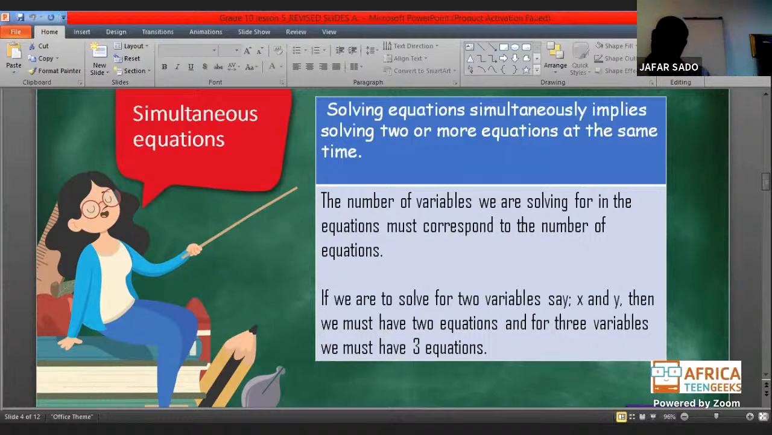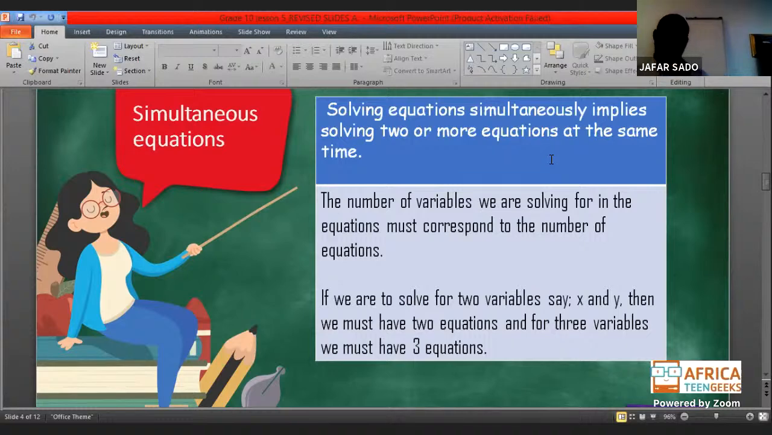So simultaneous equations are pairs of equations that we solve at the same time, trying to find the values of the variables. Usually we have two or more variables, and because we have two or more variables, we must have the same number of equations. So solving simultaneous equations implies solving two or more equations at the same time.